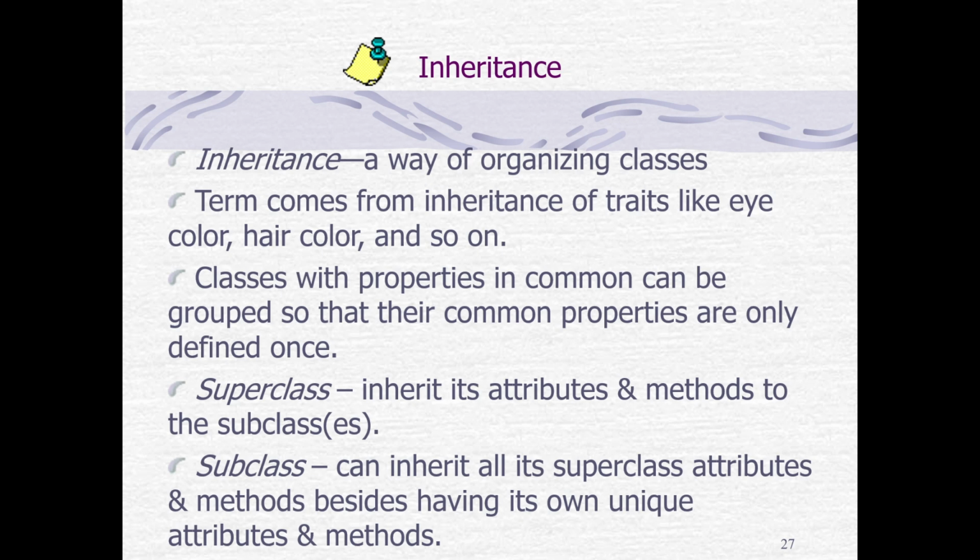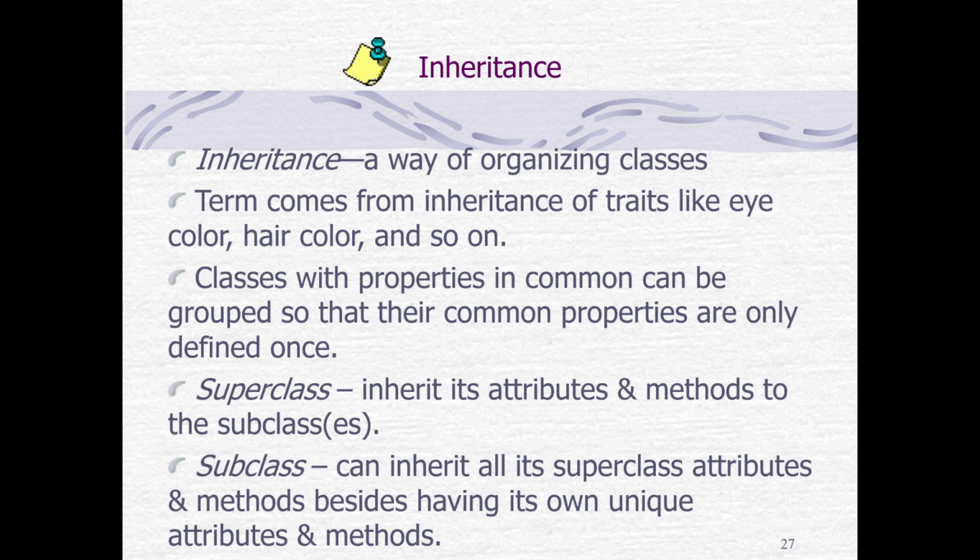For example, the inheritance of traits like eye color, hair color and so on. So we inherit some properties from an existing one. The classes with properties in common can be grouped so that their common properties are only defined once. The class which inherits its attributes and methods to the subclass is known as the superclass.